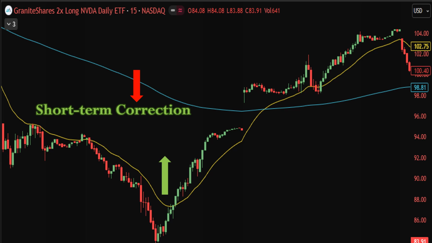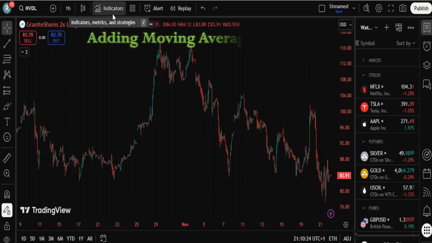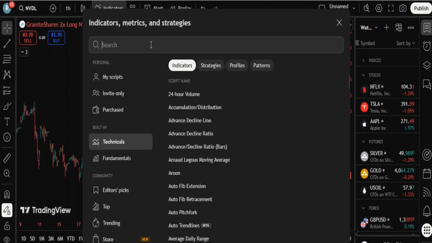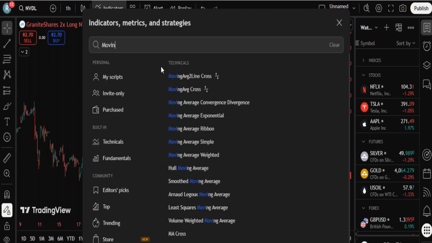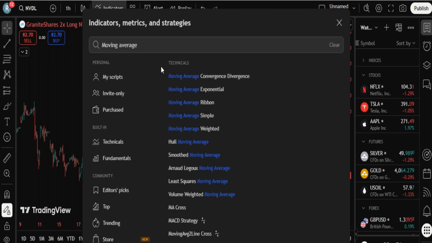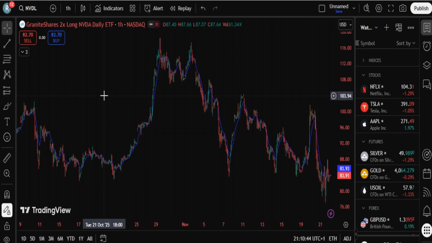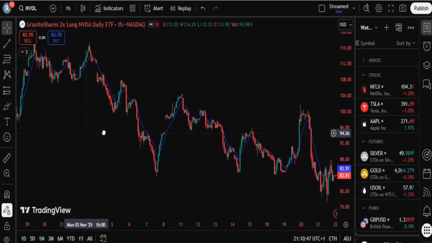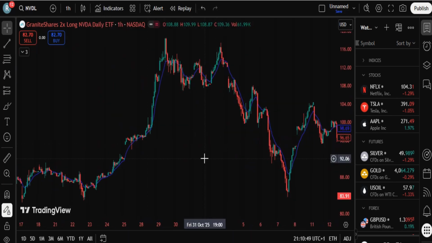Adding it to TradingView is simple, and you can also add it on any other platform you use. On TradingView, click on the indicator tab here, and then type in moving average in the search box. You'll see all the different types of moving averages, so select any one you want to use. For this session, I will select the exponential moving average. Once you have selected, you'll see the moving average line appear on the chart.